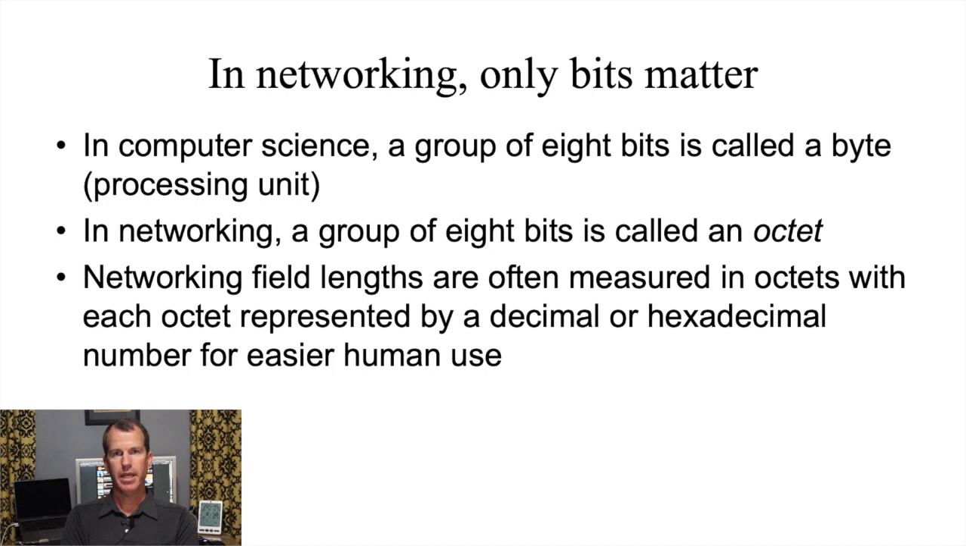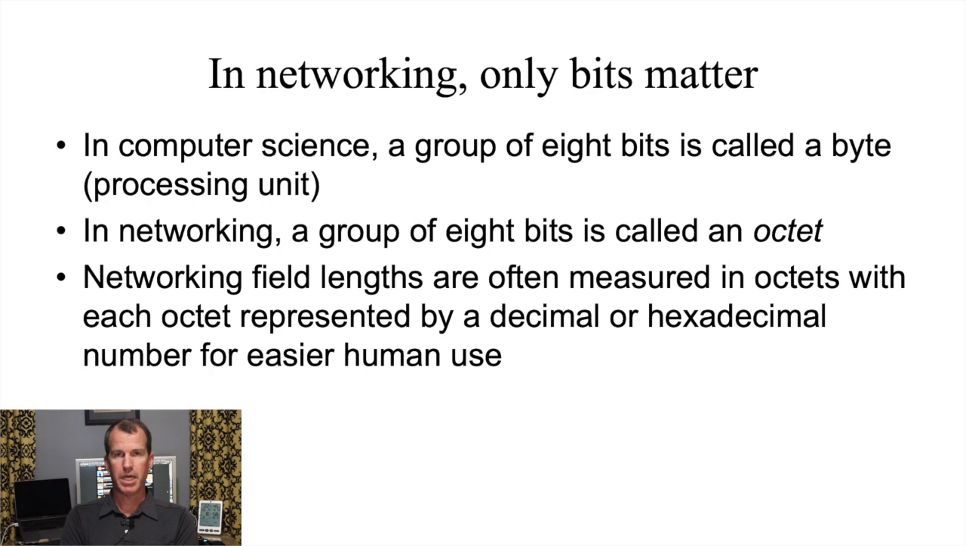In networking, 8 bits equals 1 octet. So what does the word octet mean? Well, actually, it literally means a group of 8. So you've heard of the term duet, that's 2 people, right? You've heard of quartet, that's 4 people, right? So guess what an octet is? It's a group of 8.